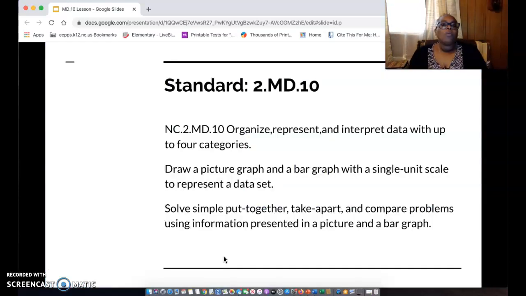So this week, we're going to be organizing, representing, and interpreting data with up to 4 categories. So we will draw a picture graph and a bar graph with a single unit scale to represent a data set. You will also solve simple put together, take apart, and compare problems using information presented in the picture and bar graph.